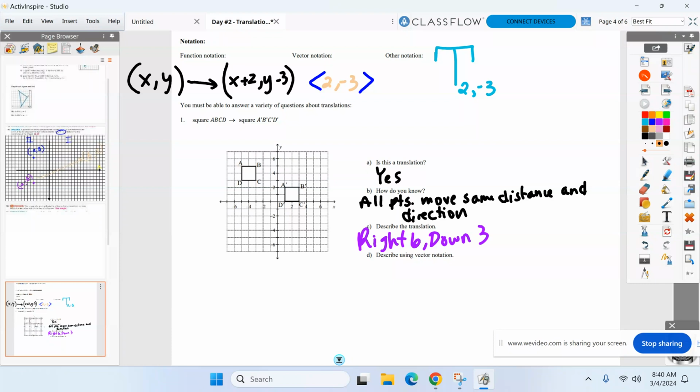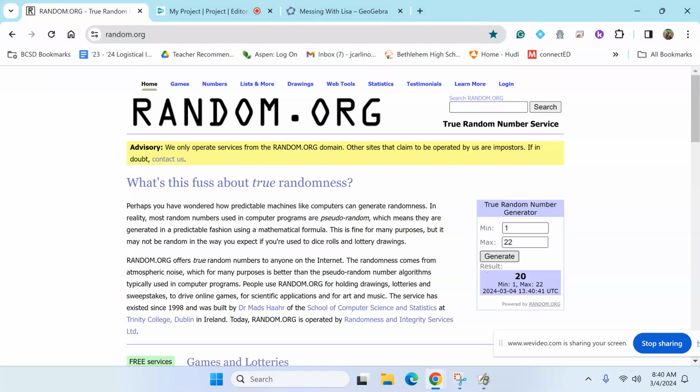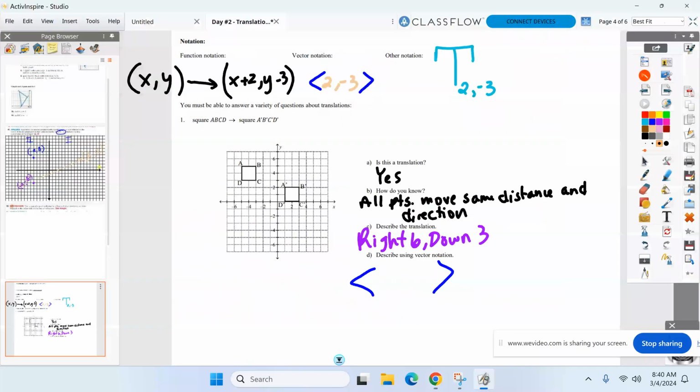So you remember vector? Those are with my little inequalities. What two numbers go inside there that show you're going right 6 and down 3? What two numbers am I going to place in there? Brendan? 6, -3. Good. Positive 6, because I'm going to the right, and a negative 3 to show I'm going down 3. Good.